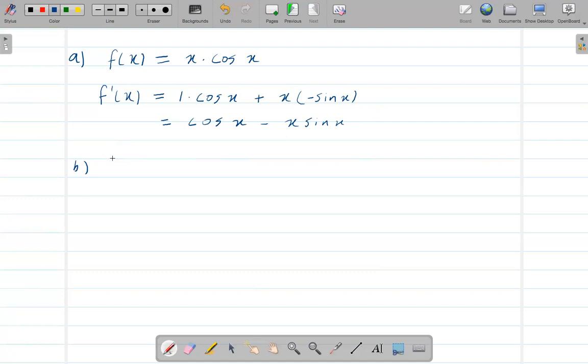Next one. I think I need more space for this one, so I just want to show everything on a single page. So let's do another one on the next page. Let's say f of x is equal to cosine of x over 1 minus sine x.